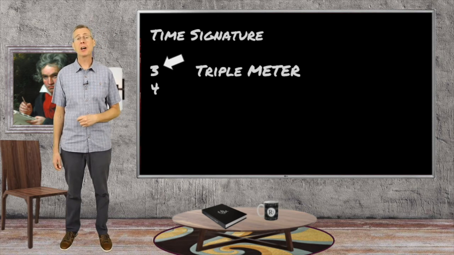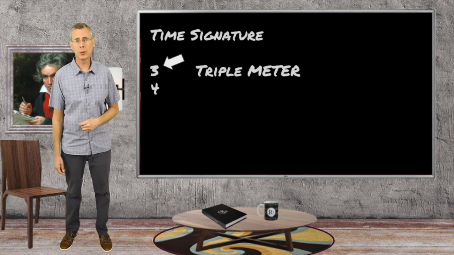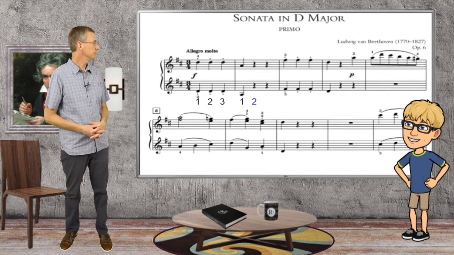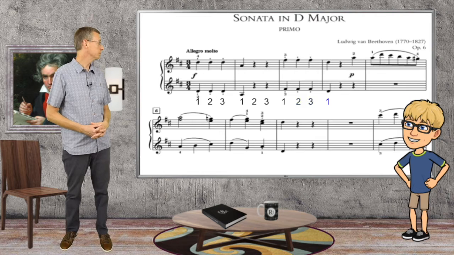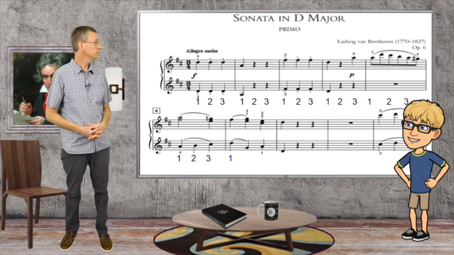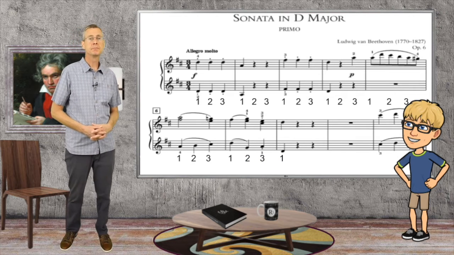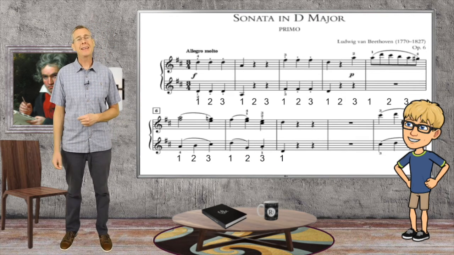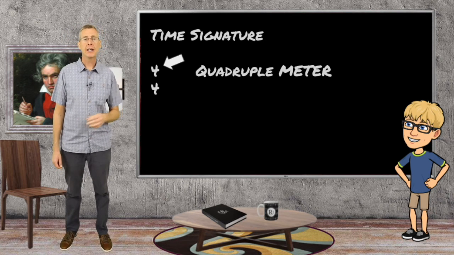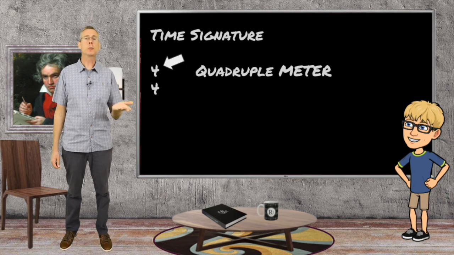Here's an example of 3/4 time or triple meter. All right, now let's go back to common time or 4/4 time. It's also known as quadruple meter because quadruple means 4.